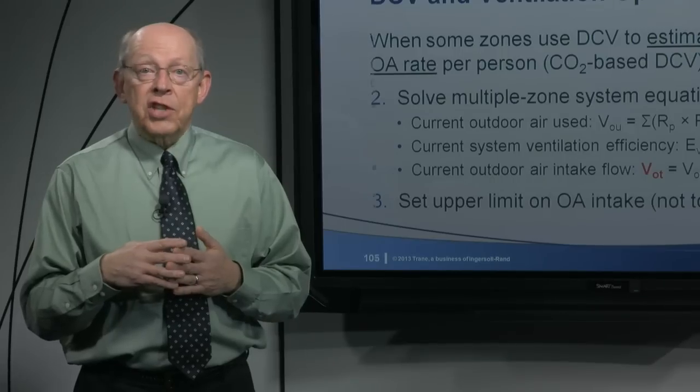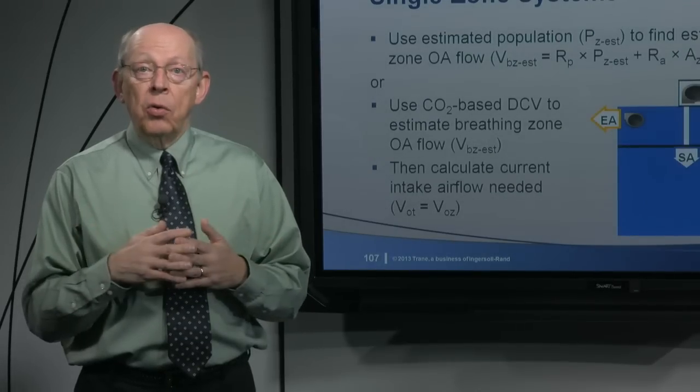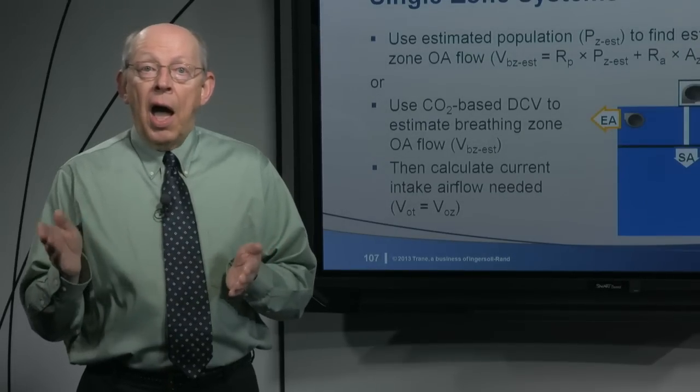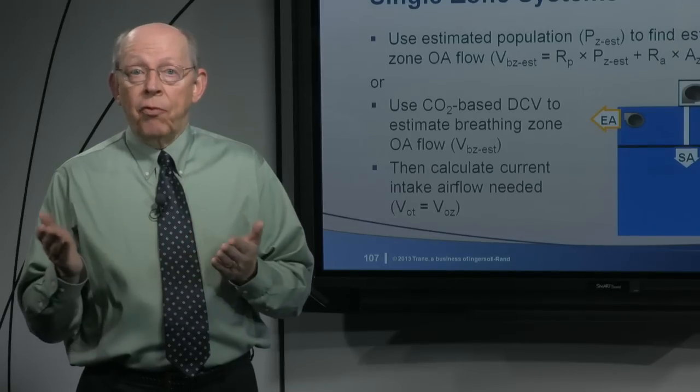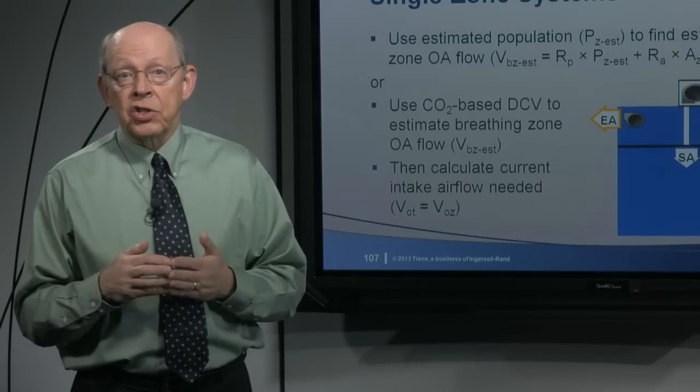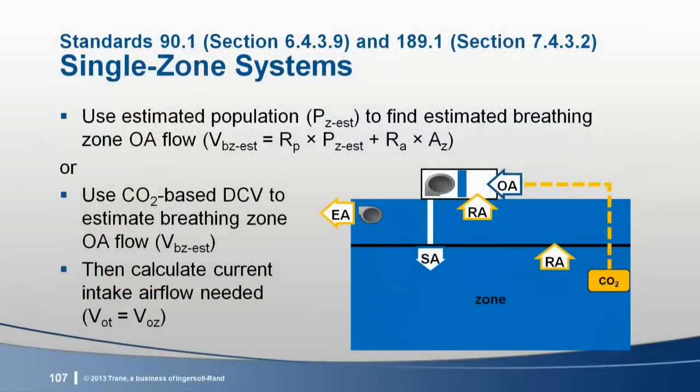To meet Standard 90.1 and Standard 189.1, high occupant density zones must include demand control in some form, regardless of the ventilation system type. Single zone systems can estimate population to calculate both the breathing zone and the required intake outdoor airflow, or they can use CO2-based controls to establish the breathing zone outdoor airflow and to calculate the required intake airflow.